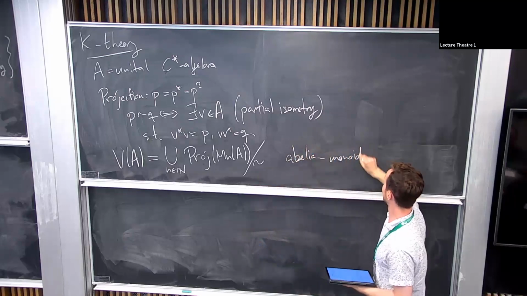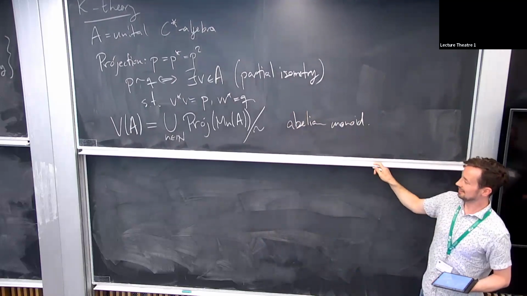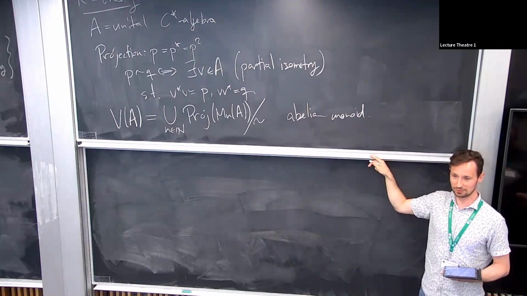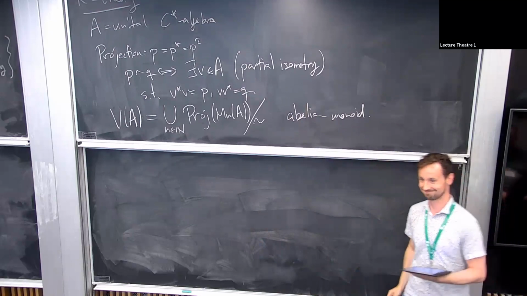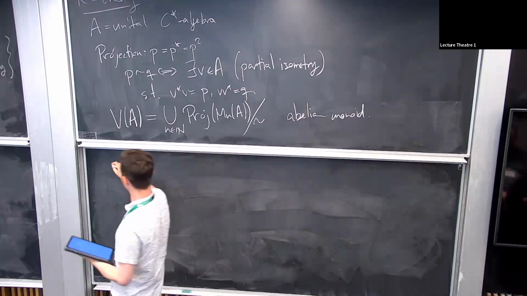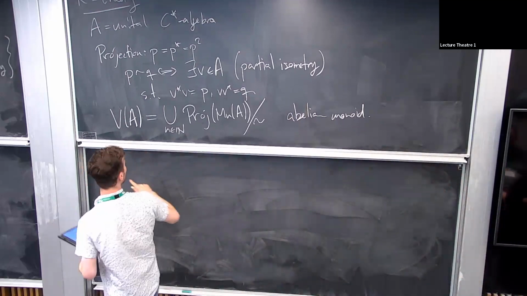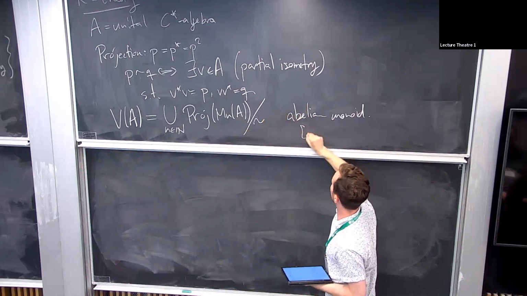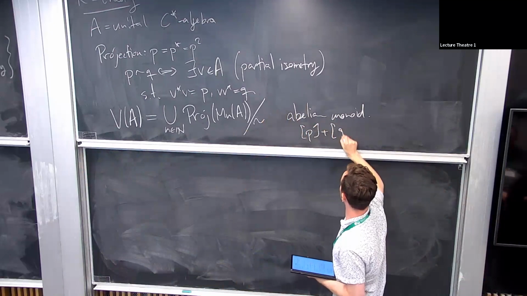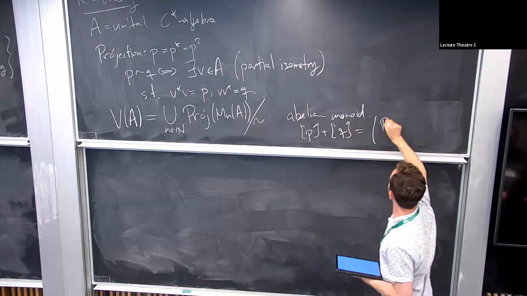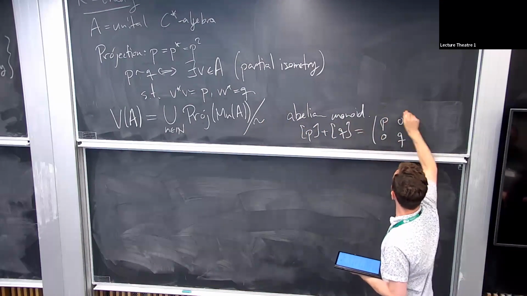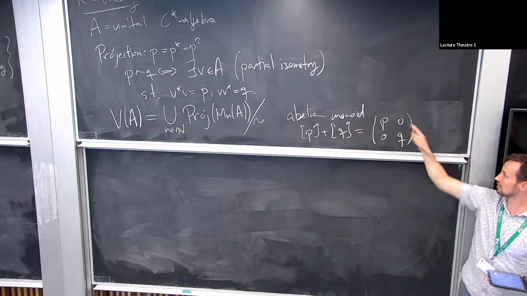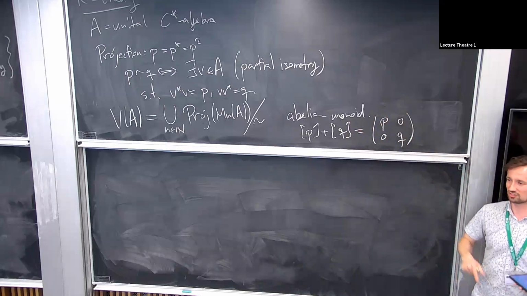Then, in order to make it computable, we take the Grothendieck construction of this. Oh, I forgot to mention what the monoid structure is. If I want to add two equivalence classes together, I just stick them as orthogonal, complementary corners in some matrix.